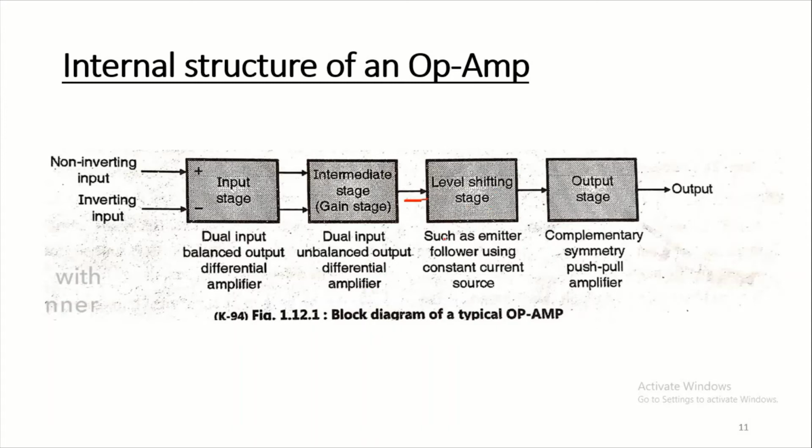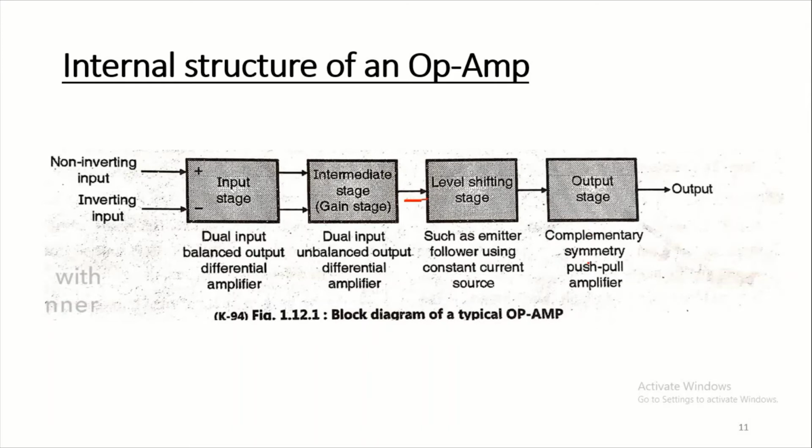The level shifting stage is such as an emitter follower using a constant current source. What do we mean by emitter follower? Emitter follower is a common collector amplifier. It is known as an emitter follower. And the last one is the output stage.